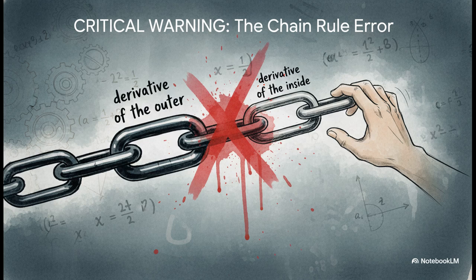Okay, now I need everyone to listen up, because this is so important. The number one mistake students make with the chain rule is that they do the first part perfectly, they differentiate the outer layer, and then they just stop. They completely forget to multiply by the derivative of the inside. That little multiplication step is the chain in the chain rule. You absolutely cannot forget it.